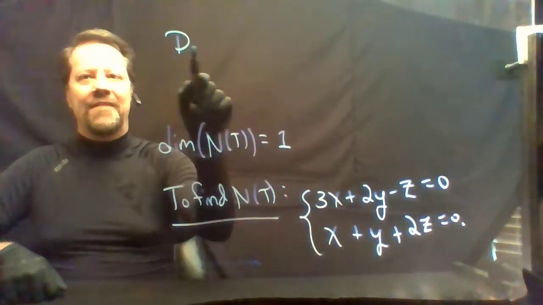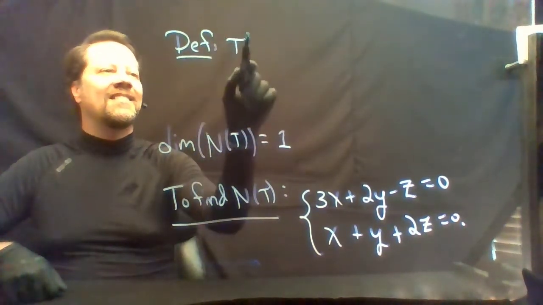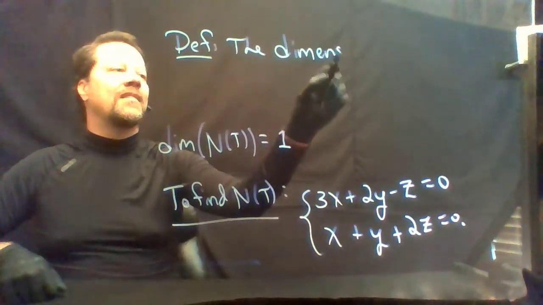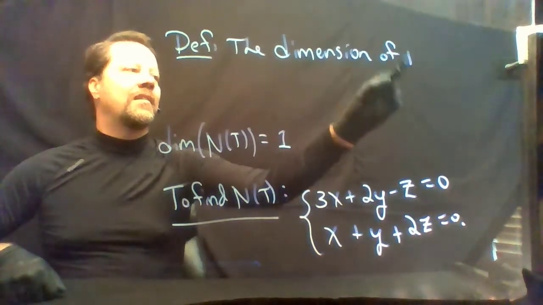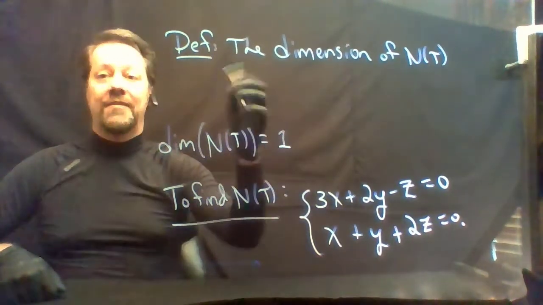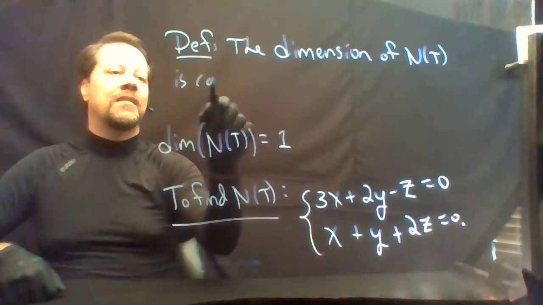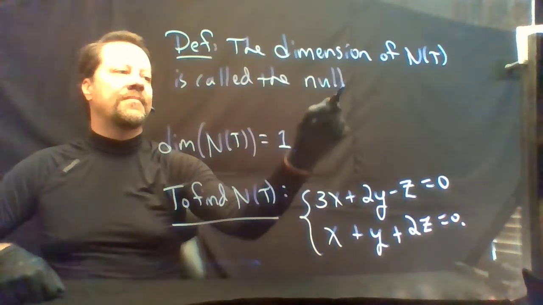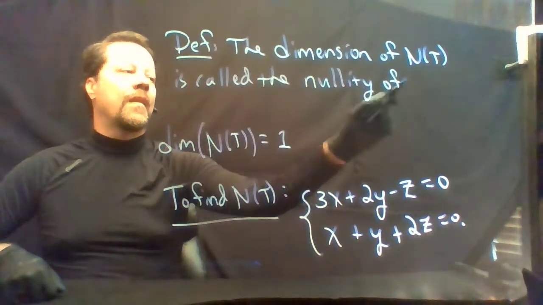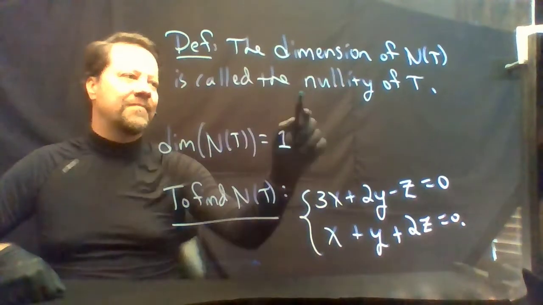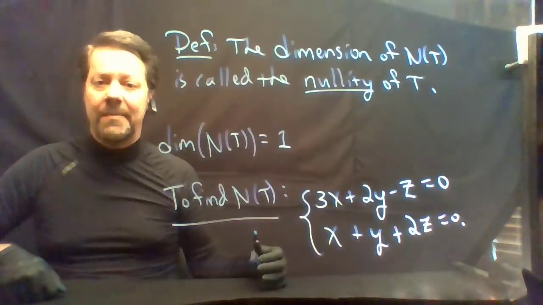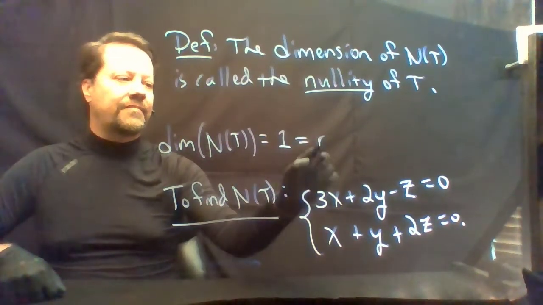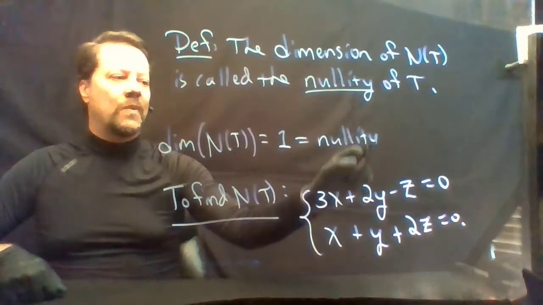I'm going to make a definition on the fly. The dimension of the null space of some linear transformation is called the nullity of that linear transformation. So the nullity is just the dimension of the null space. In this last example, the nullity is 1.